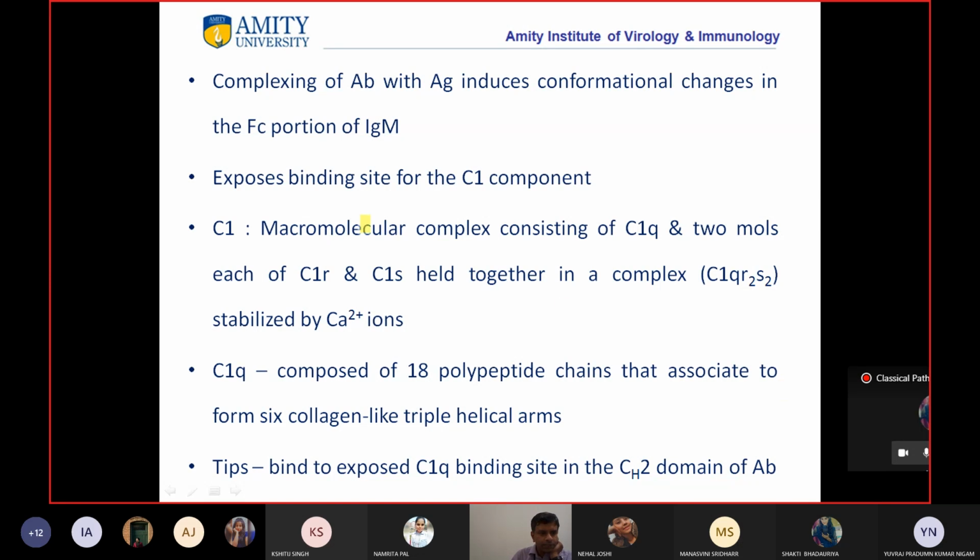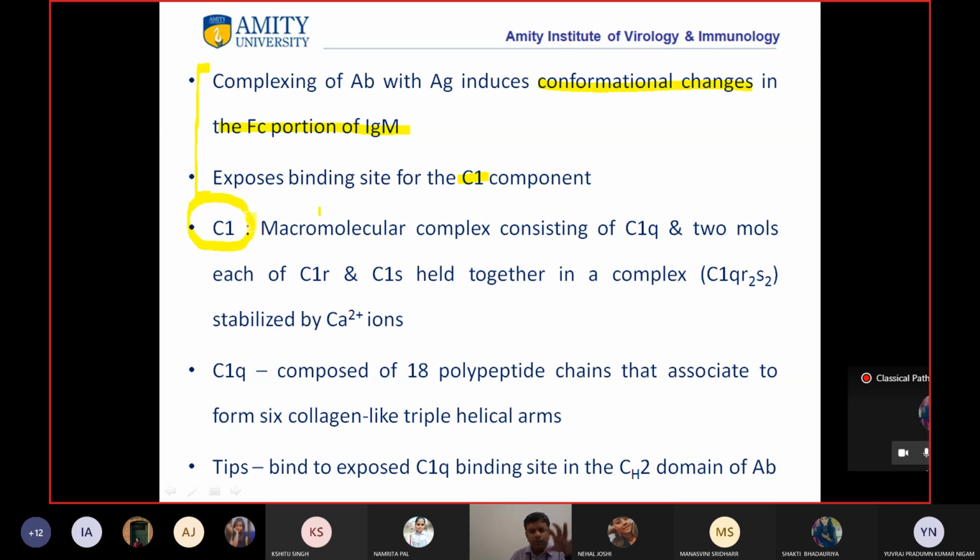Okay, so this we have discussed. The first two points, this we have discussed, right? So the main thing is the conformation change in the Fc portion of IgM, and this conformation change allows C1 to bind to the Fc portion of IgM, right? Now let's see the first protein of the complement pathway, which is your C1.